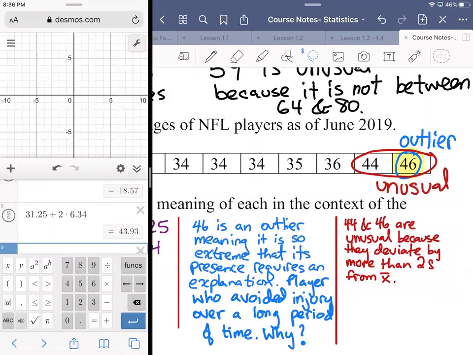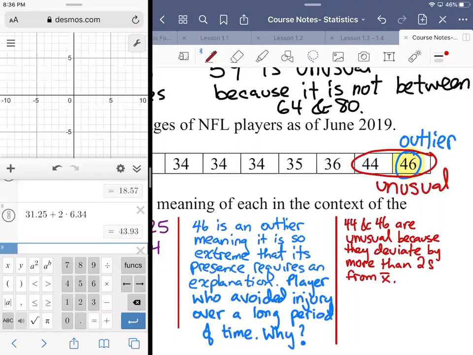It's not addressing it in the context of the situation. All right, so again, we're talking about ages of individuals. So are we talking about injuries here? Are we talking about position players? Or are we just talking about players who just don't know when to quit? All right, so they're unusual because they deviate by more than 2 standard deviations away from the mean.